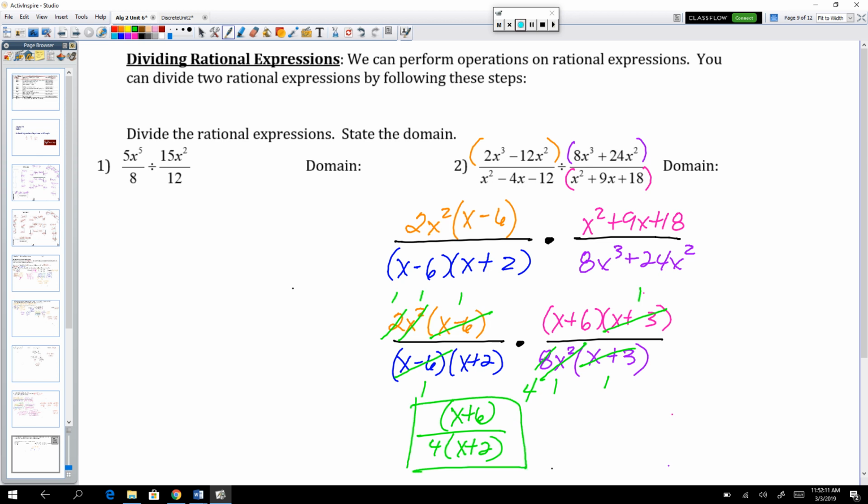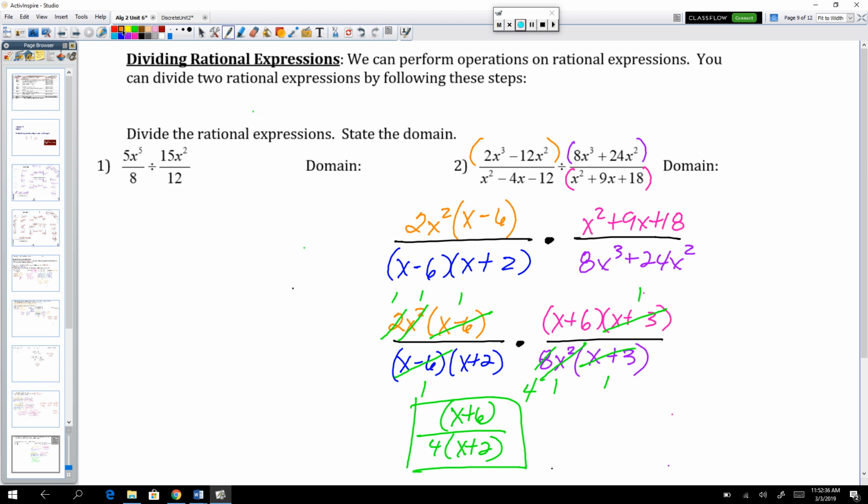Now, one of the big things that a lot of people forget is that you may not pull out a 2 from the 6 and the 2. Remember that unless you can factor something out here and cancel it with the 4, you may not do any more canceling at this step. Okay? So x plus 6 over 4 times x plus 2 is your final simplified answer to this division problem.